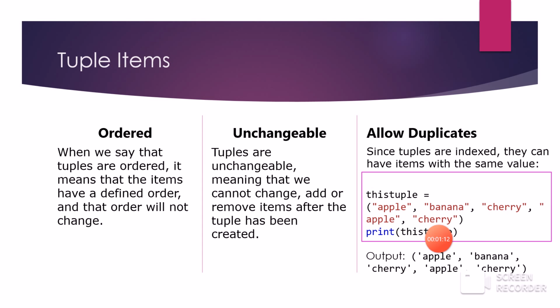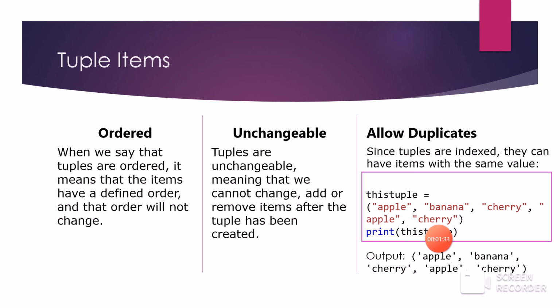Now, tuple items are ordered. When we say that tuples are ordered, it means that the items have a defined order and that order will not change. Next is unchangeable. Tuples are unchangeable, meaning that we cannot change, add, or remove items after the tuple has been created.